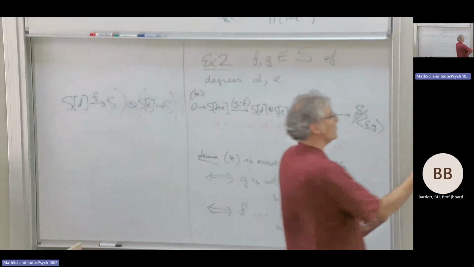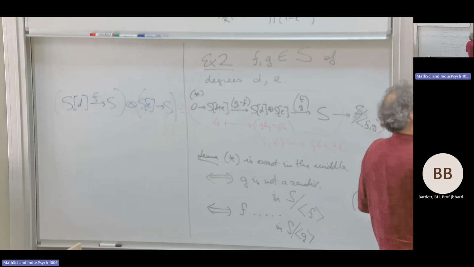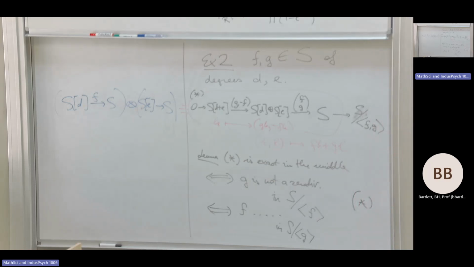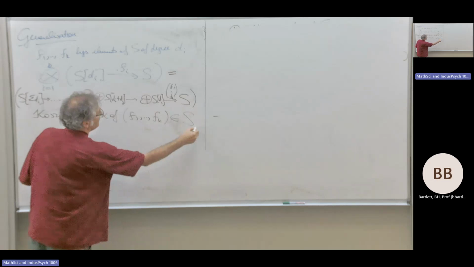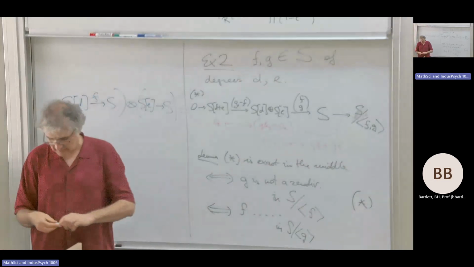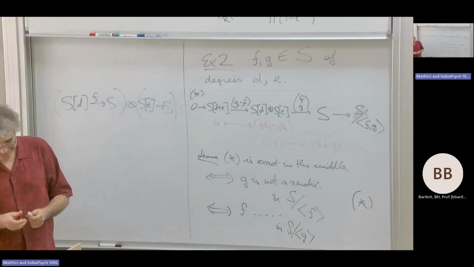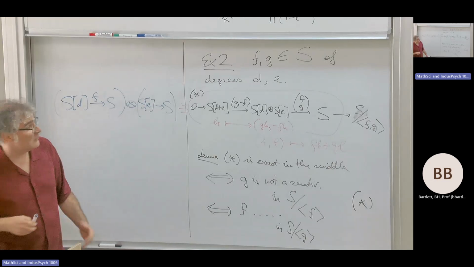Okay, now this is called a Koszul complex. This is a Koszul complex of the elements f1 up to fk of our ring S. The Koszul complex comes up in many different areas of maths, and this is the only one I know, but they're all very similar constructions.